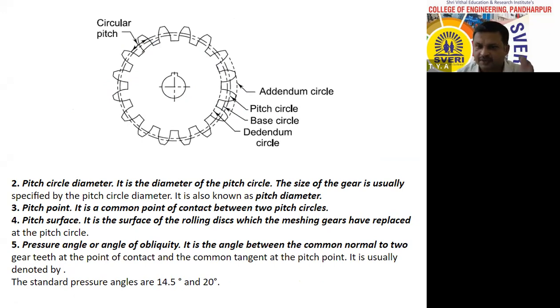Next, an important definition: pressure angle, or angle of obliquity. It is the angle between the common normal to two gear teeth at the point of contact and the common tangent at the pitch point. It is usually denoted by the letter phi. The standard pressure angles are 14.5 degrees and 20 degrees. Only these two pressure angles are used in gears.